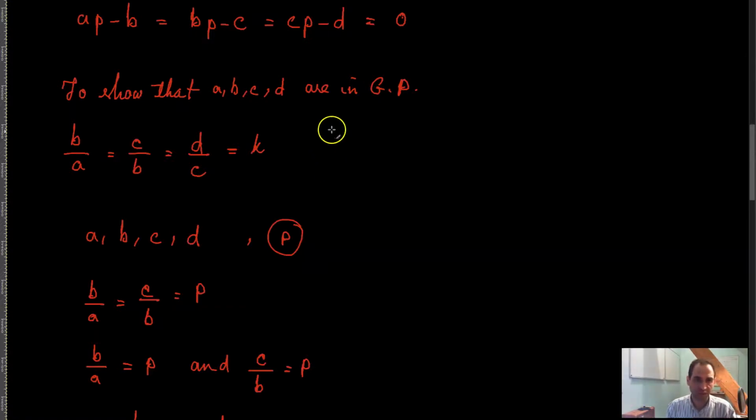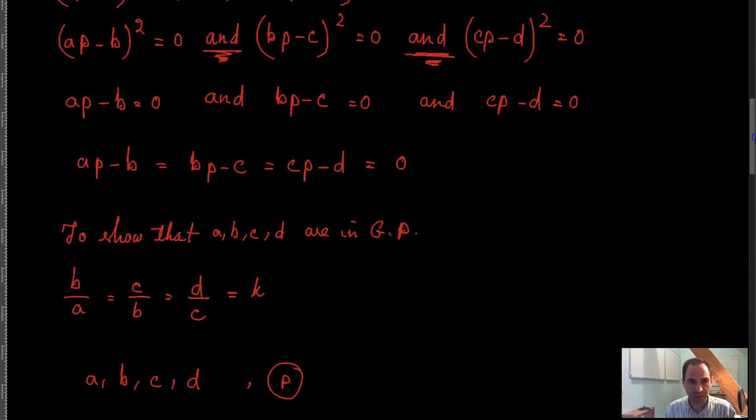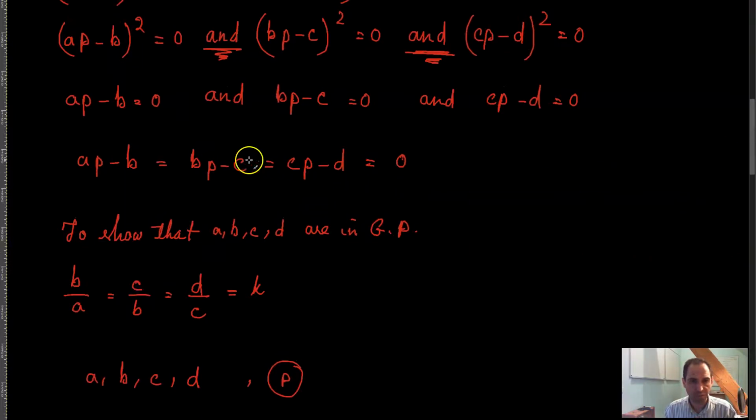But essentially, if you have 4 numbers a, b, c, and d, provided that they are in geometric progression and that the common ratio is p, then of course you can say that b divided by a is equal to c divided by b is equal to p, being the common ratio. If you cross multiply, you get AP is equal to b and BP is equal to c. This gives AP minus b is equal to 0, BP minus c is equal to 0, which means that these two are now essentially verified, right?